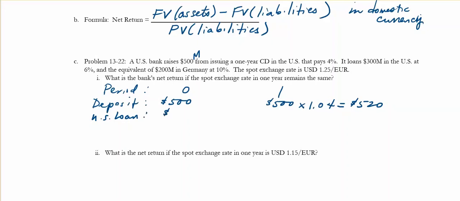The U.S. loan will be $300. The interest rate in the U.S. is 6%, and the bank will collect $318.